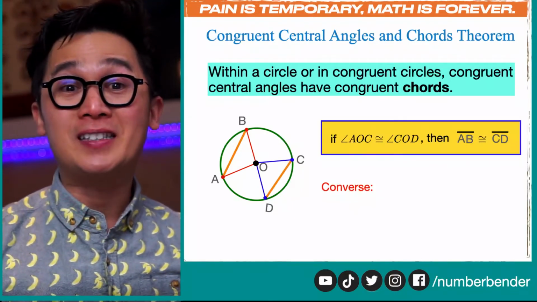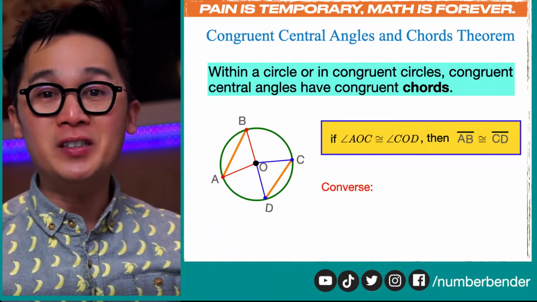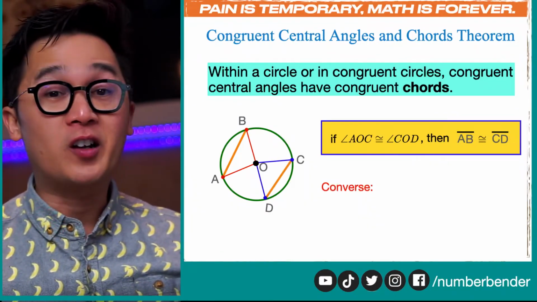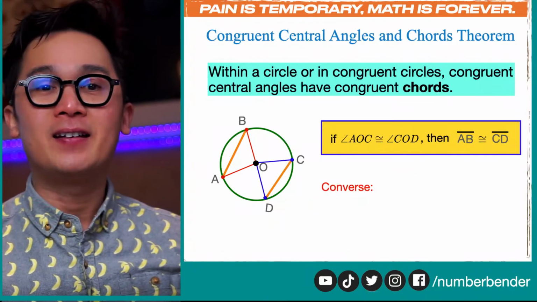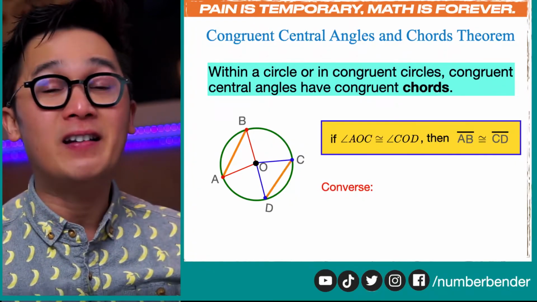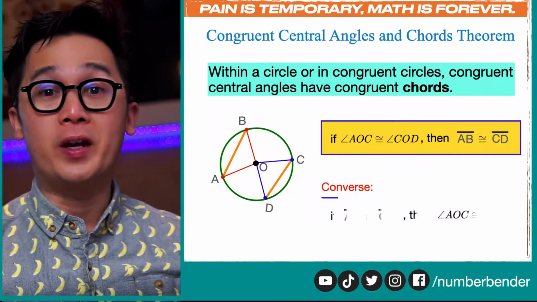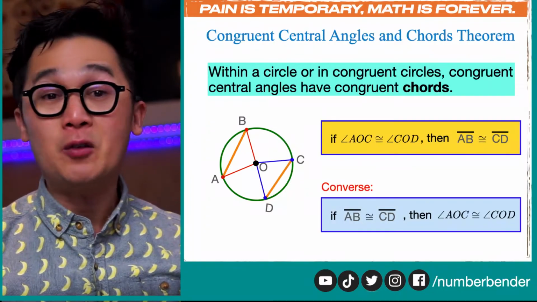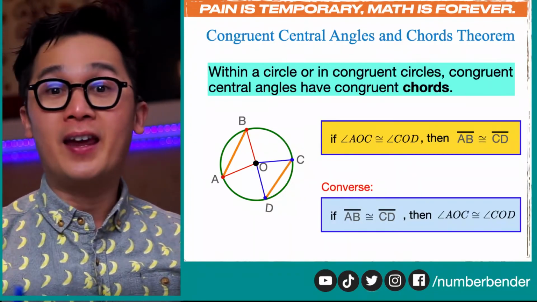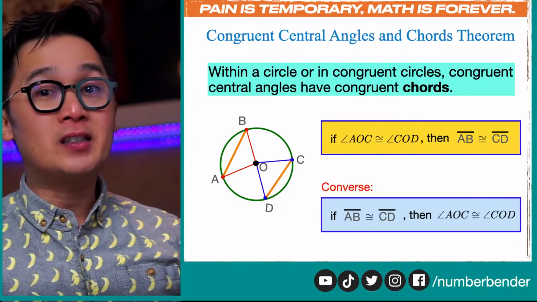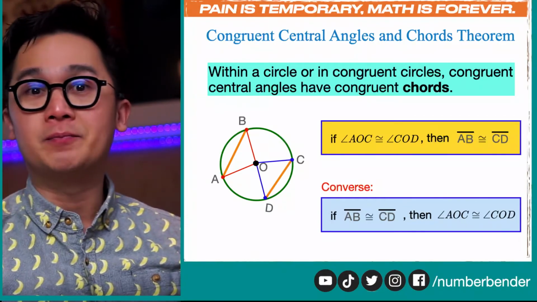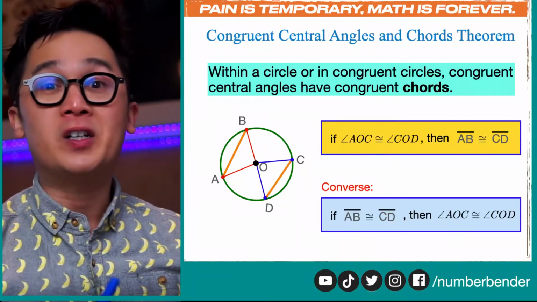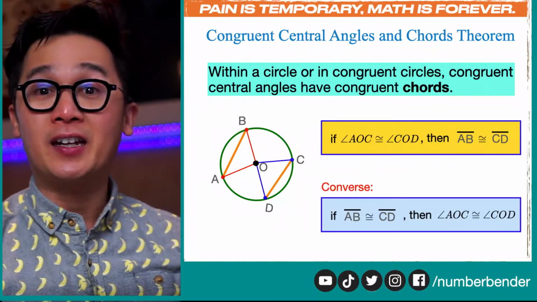So the next one is its converse. It means that if their chords are congruent, then the central angles are also congruent. So if line segment AB is congruent to line segment CD, which happens to be our chord, then angle AOC is also congruent to COD. So that's our second theorem with regards to central angles and chord.